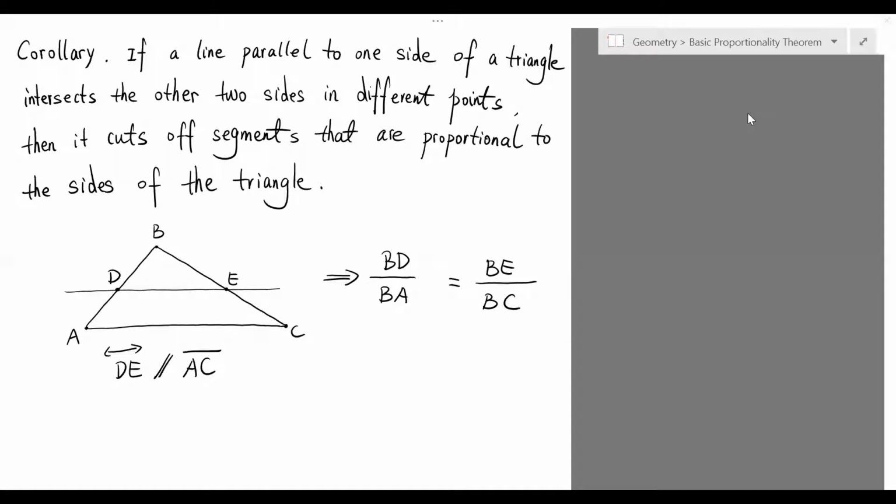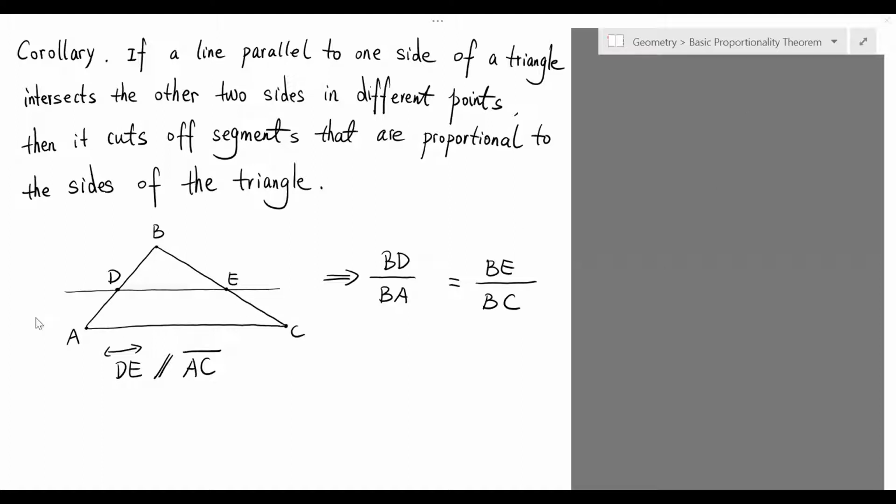Okay, let's move on to the first result. This is a corollary of the Basic Proportionality Theorem. It says that if a line parallel to one side of a triangle intersects the other two sides in different points, then it cuts off segments that are proportional to the sides of the triangle. To illustrate this theorem, we use the figure down there.